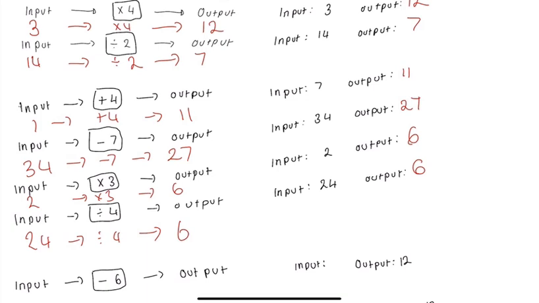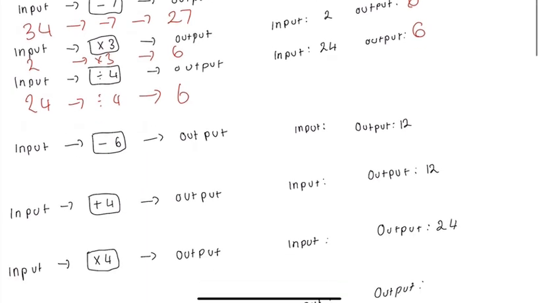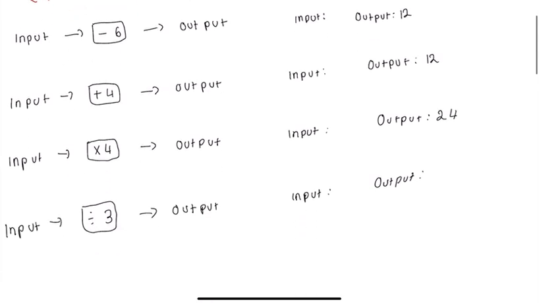Now, let's move on to something a little bit trickier. We're going to look at these function machines. However, you can see it's now giving me the output rather than the input. So what I've got to do here is work backwards through the function machine. So let's have a think about this.